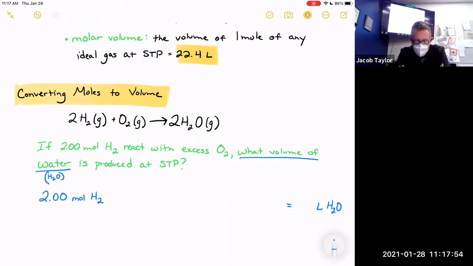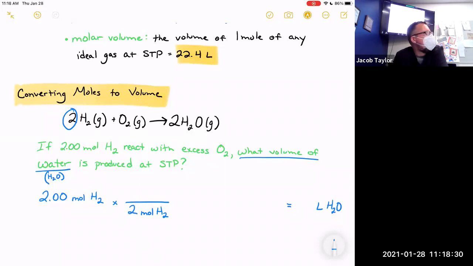Okay. So if I start off with 2 moles of hydrogen, I want to multiply by something that's going to cancel out my 2 moles of hydrogen. So I'm going to multiply by something over moles of hydrogen. I know I'm going to do that because I want the moles of hydrogen unit to cancel. Well, in this chemical equation, how many moles of hydrogen do I have? I have 2. That's this coefficient right here. I have 2 moles of hydrogen. So 2 moles of hydrogen.